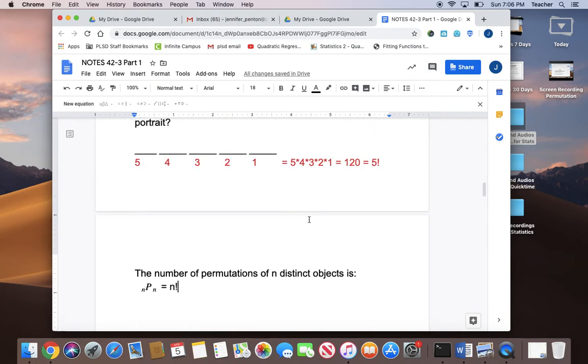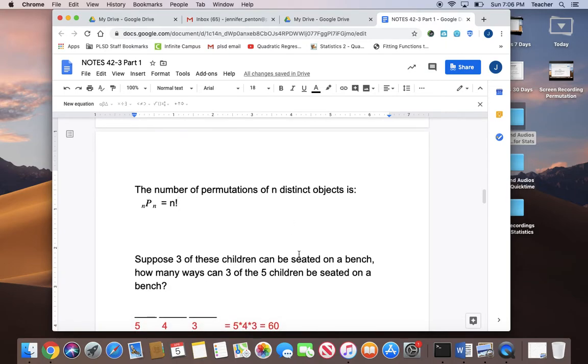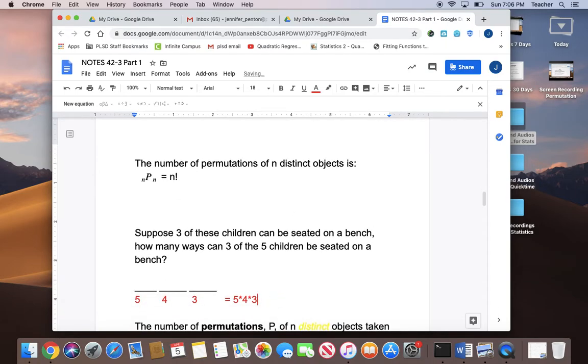Now, I'm going to go back to this example of my picture, and I'm going to say, suppose now that these children can be seated on a bench. How many ways can 3 of the 5 children be seated on a bench? So if I'm looking at this, I would say, okay, I'm the photographer. The first seat on the bench, I have 5 choices for whoever sits there. Then the second seat on the bench, I have 4 choices for who's going to sit there. And finally, my last seat on the bench, I have 3 choices. So the number of different ways that 3 of the 5 children can be seated on a bench is 5 times 4 times 3, which is 60.